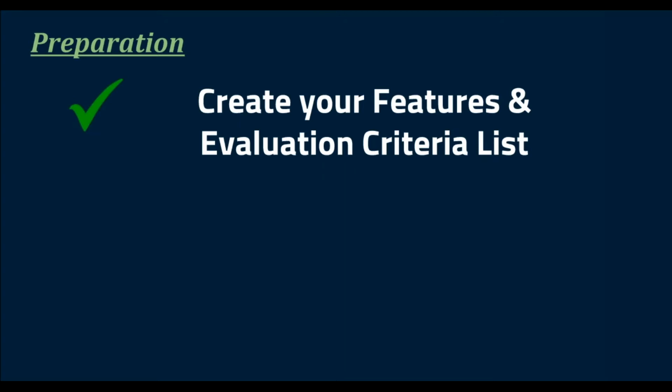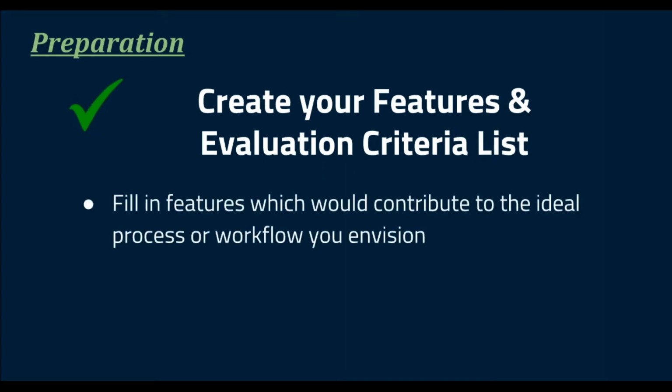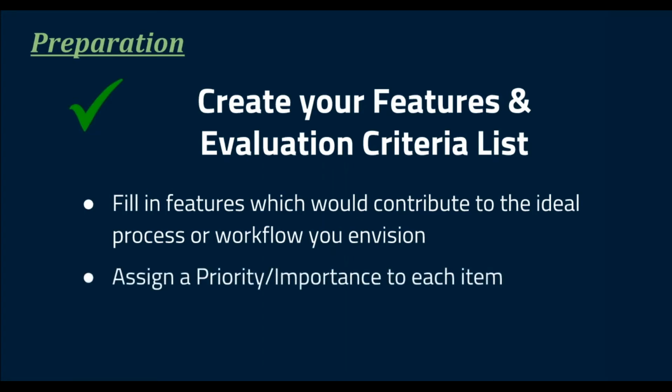So you have to start with those first 2 parts if you're going to actually realize that key return on investment by choosing the right software. But you're going to create this list. You're going to use your business value statement. You're going to use your process requirements and just start writing down, okay, what features would contribute to that ideal process, that ideal workflow that I'm envisioning here? I want to assign a priority or importance to each one.